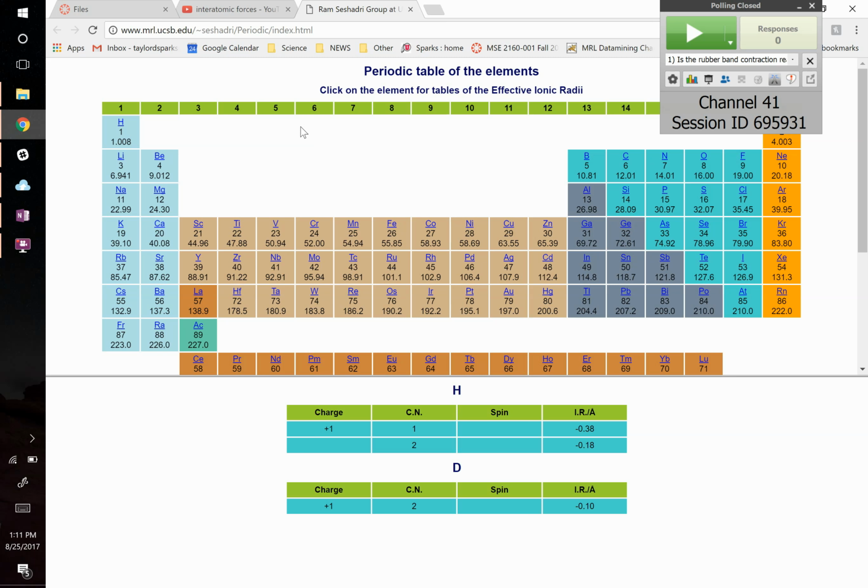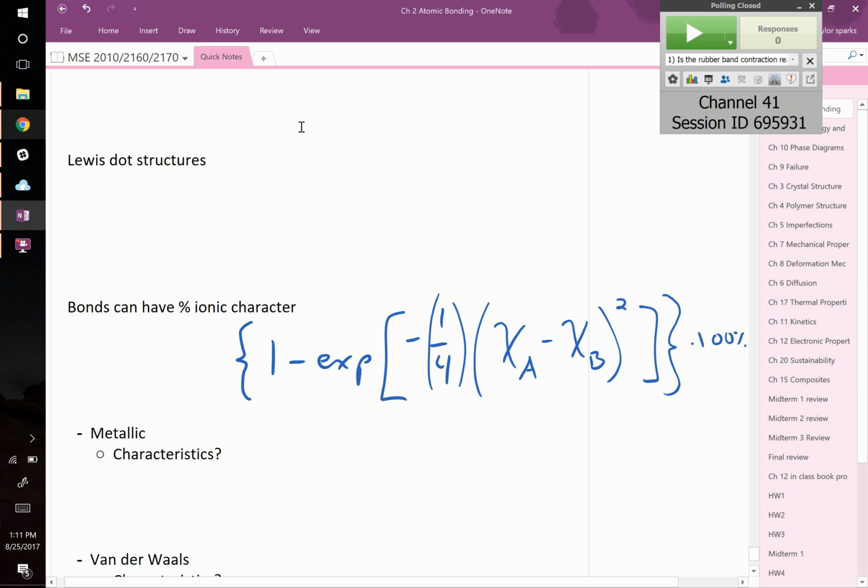But other things, like carbon bonded to carbon, have the exact same electronegativity. So if you plug that into this formula, what's going to happen? You get same number minus the same number. That becomes 0. What's exponential of 0? 1. So then you have 1 minus 1. So you have 0% ionic, right? Completely covalent, right? So that's how you use this formula.